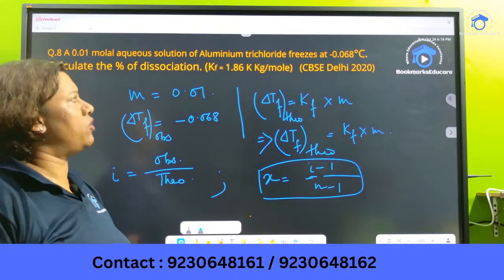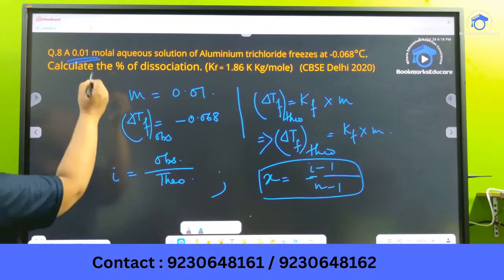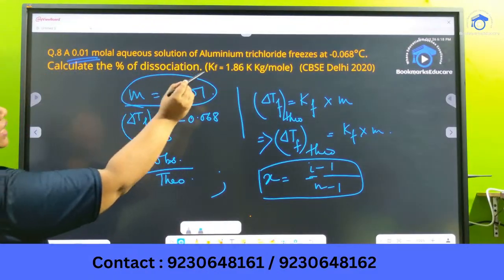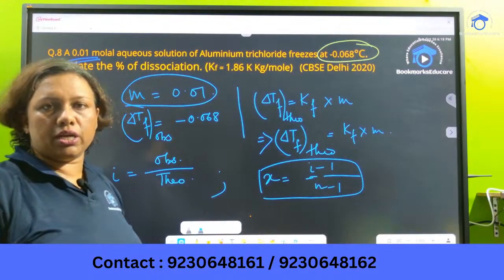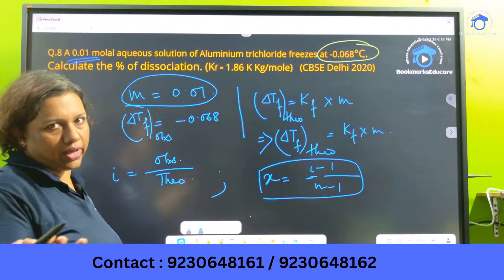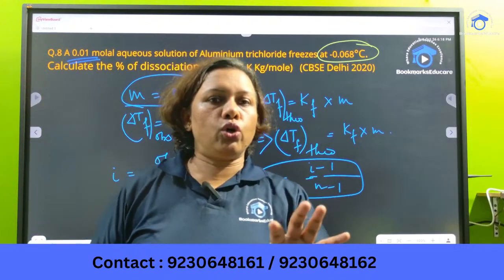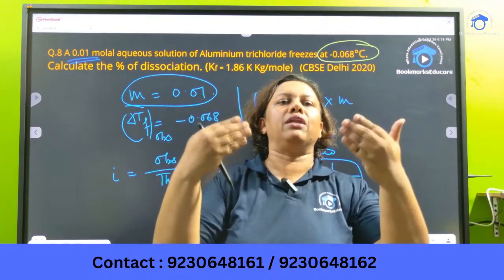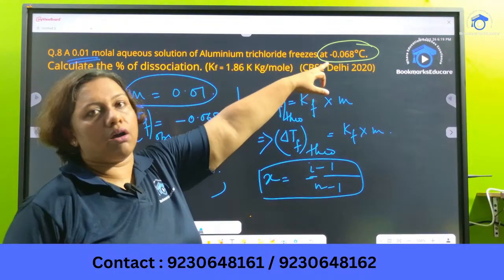A small problem on it. A 0.01 molar aqueous solution. That means this is molality. Next, given, this is the depression in freezing point. Most of the numericals in PYQ are on the basis of depression of freezing point. I don't know why. So what is given in the question is observed, and what you calculate by putting in the theoretical formula is theoretical. So this is observed.